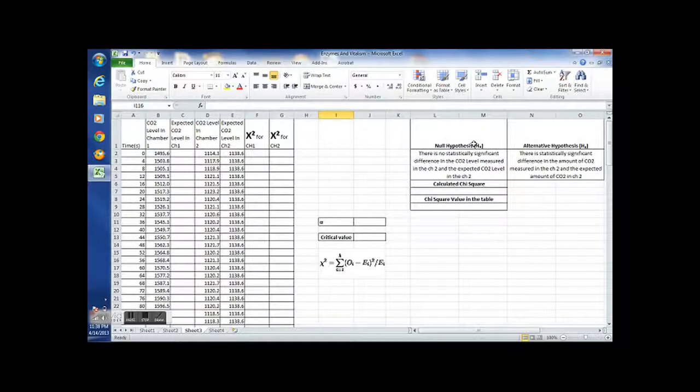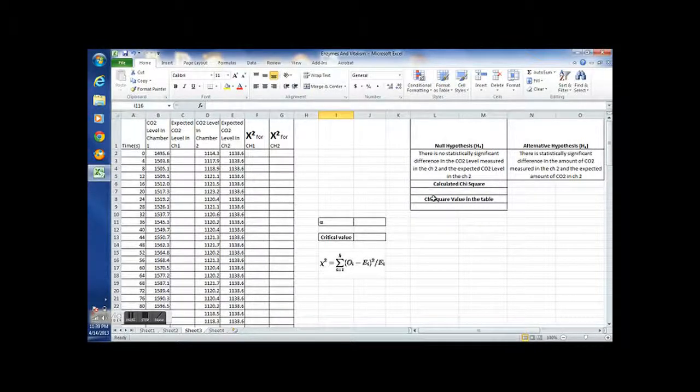To do this, I need two things. To be able to find the critical value, I need the degrees of freedom and the alpha value, which is the significance level of my test. I will pick a 5% significance level, which roughly means I'm doing this part of the test with 95% accuracy.